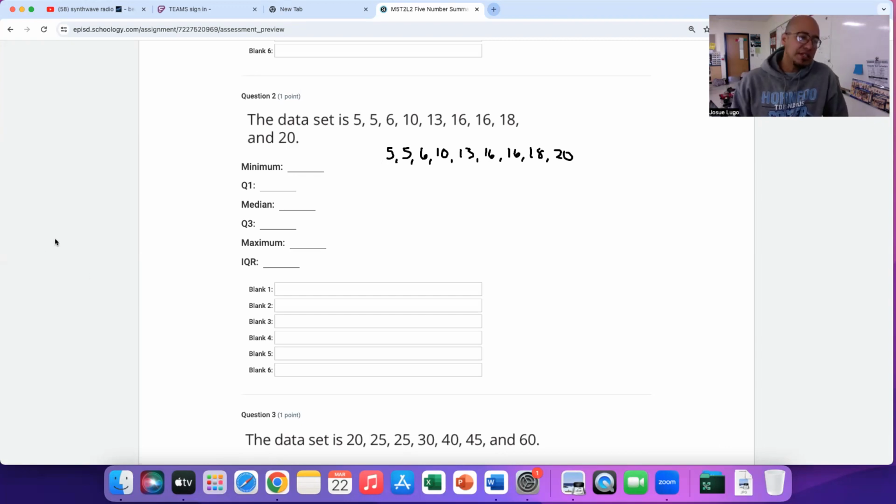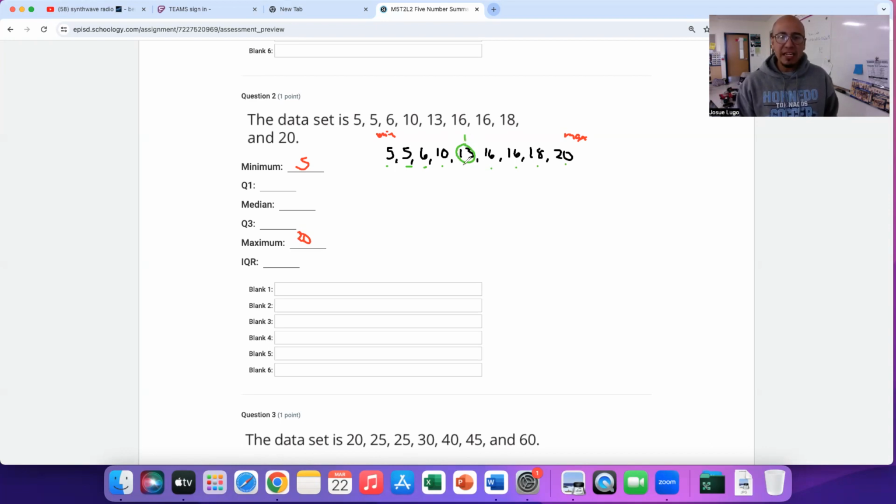Before I do that, we can see that our minimum is 5. Clearly, that's our minimum. And our maximum is 20. So minimum and maximum are taken care of. We can see that right in the middle, 5 and 20 are together, 5 and 18 are together, 6 and 16 are together, 10 and 16 are together, yes. And so 13 is right in the middle, ladies and gentlemen.